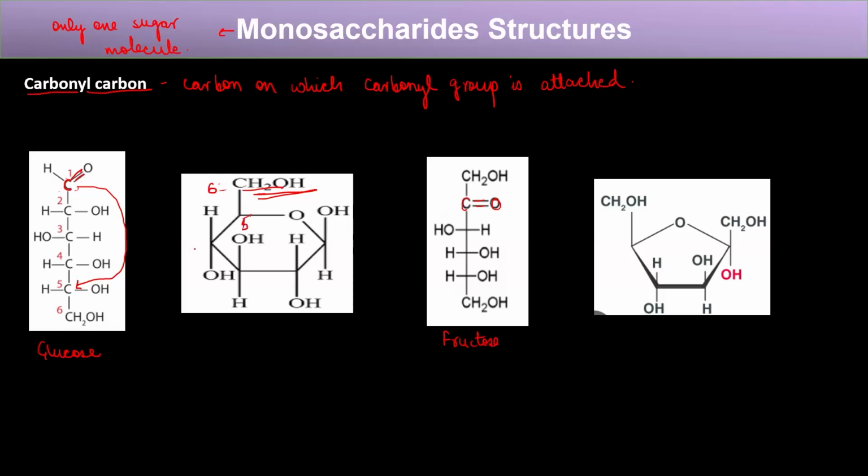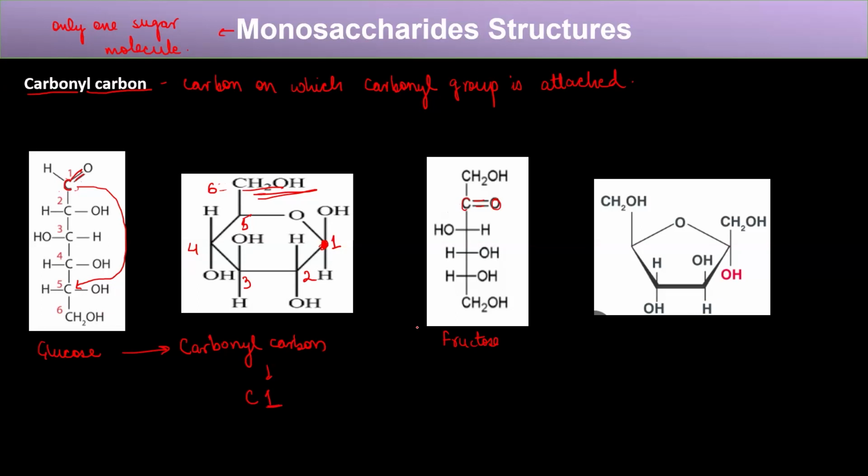This will be your fifth carbon, this will be your fourth, this will be third, second, and first. So what we are seeing is that in the case of glucose, or in the case of pyranose structures, the carbonyl carbon is here. This is your carbonyl carbon, right? So in the case of glucose, the carbonyl carbon is the C1 carbon. In glucose, the carbonyl carbon is carbon number 1, or I'm representing it by C1, right?